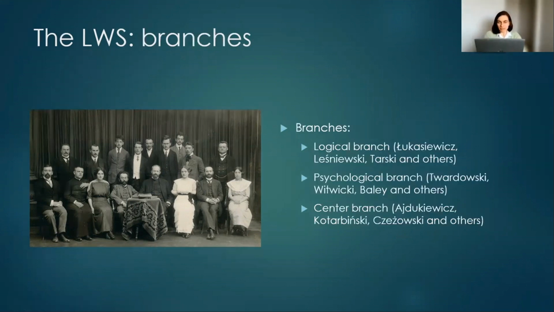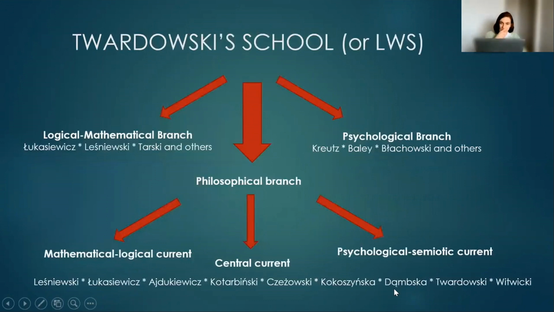Now we got the branches of the school. Quite soon there appeared two branches of investigations of the school. Like I said, Twardowski considered that there are two basic philosophical disciplines, psychology and logic, and the school developed in these two directions. And perhaps I will show the next slide, because after I thought about it for some time, I think that the correct presentation of these relations is the following scheme.